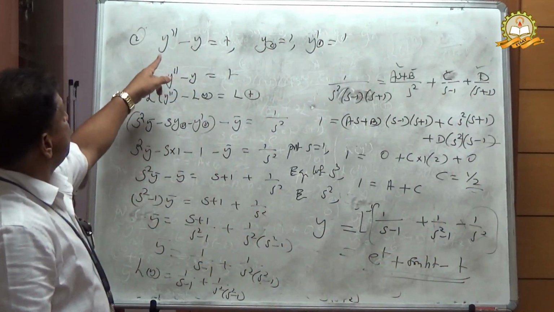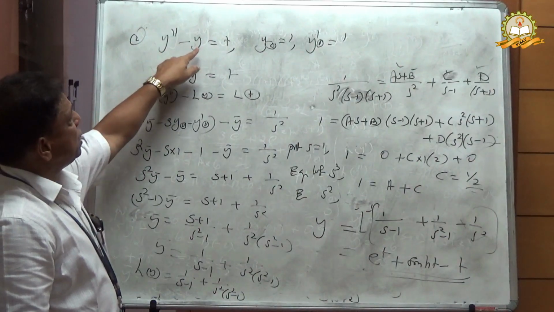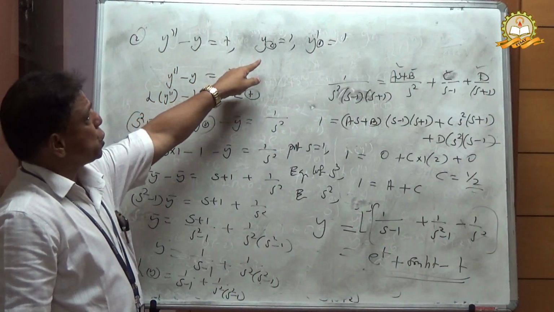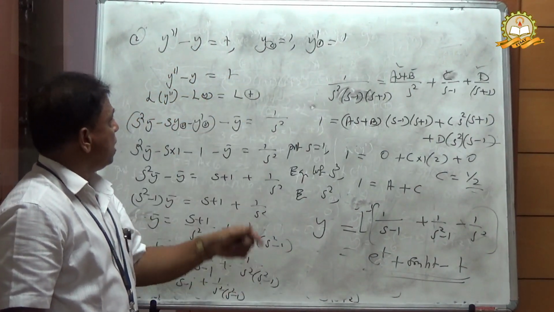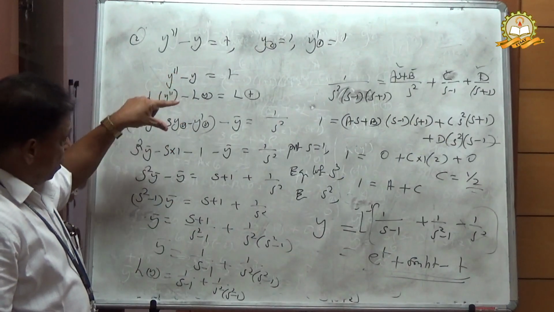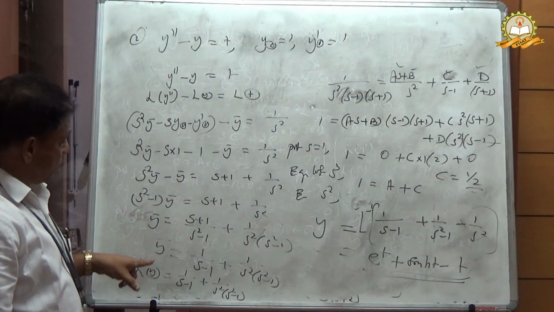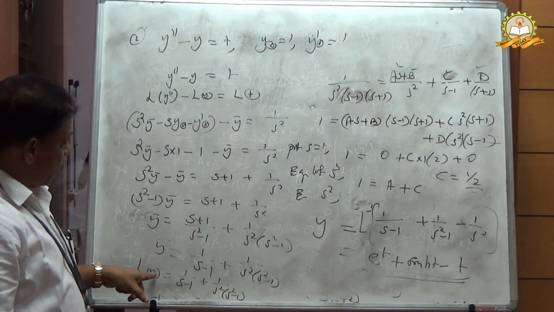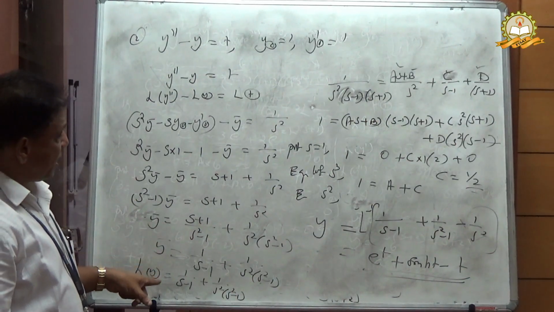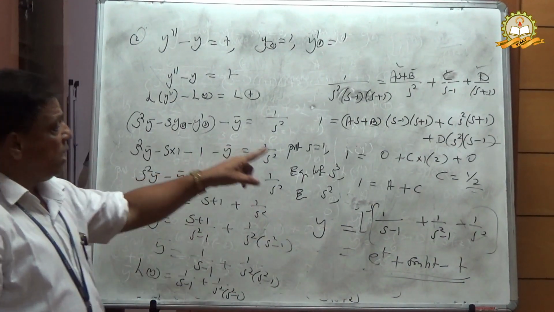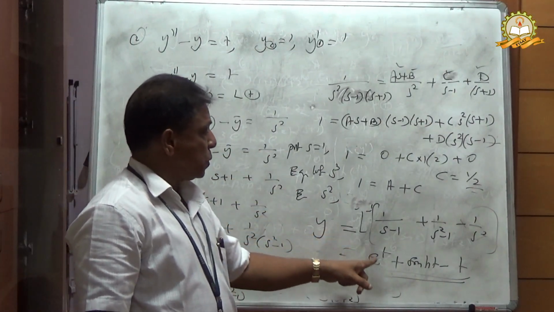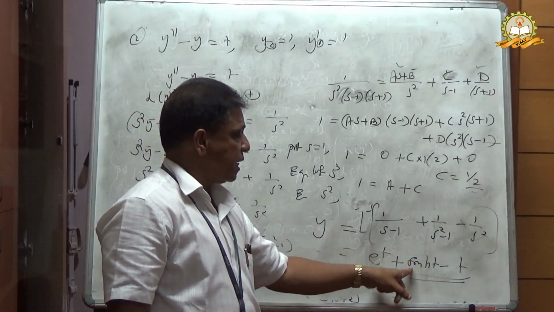That is, the given equation y double dash minus y is equal to t, with given conditions y(0) is equal to 1, y dot (0) is equal to 1. Applying the Laplace transform technique, we reach the point L of y. From the L of y, we can find the ȳ. L of y is equal to ȳ. When we take the inverse Laplace transform, finally we reach the point y is equal to e raised to t plus sin ht minus t.